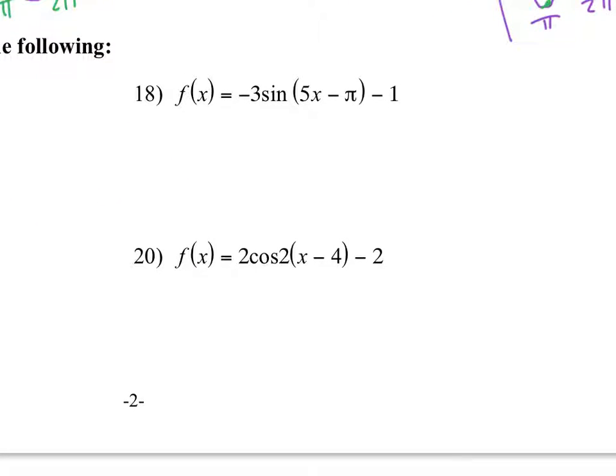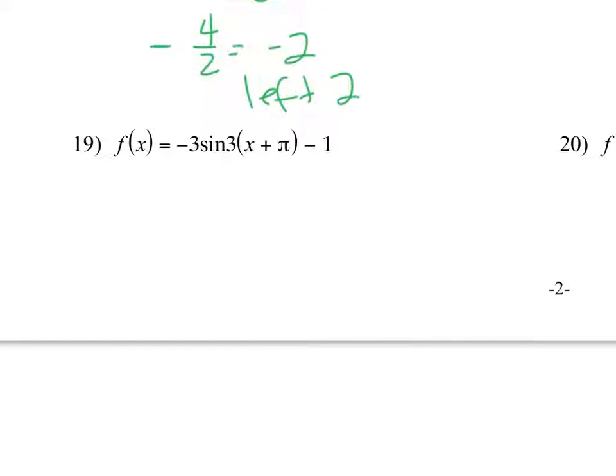So over here, again, we have an inside multiplier, so that means that this changes its sign, and we divide. So you can either say positive pi over 5, or to the right pi over 5.